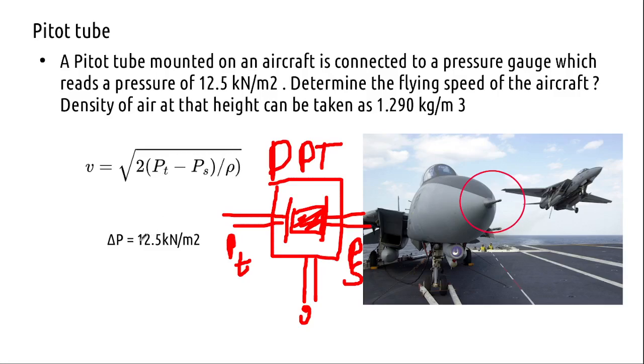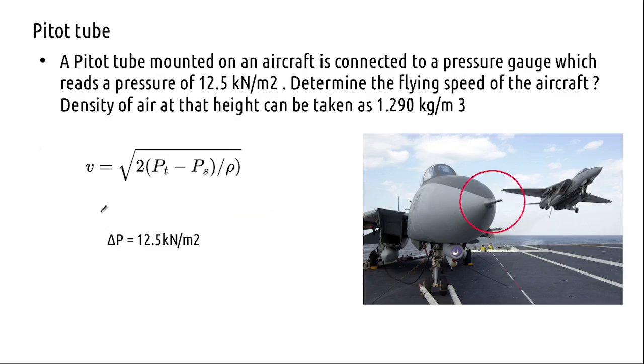So the pressure delta P is 12.5 kilonewton per meter square. So it is in SI units. The density of air at that particular height is also given as 1.29 kilogram per meter cube. So from this you can compute the airspeed. Okay, so airspeed can be computed, right? Calculate the airspeed.